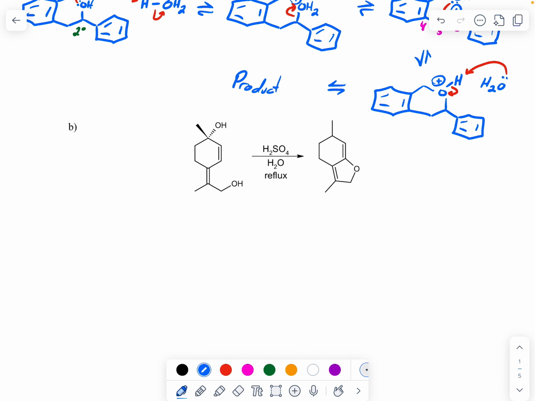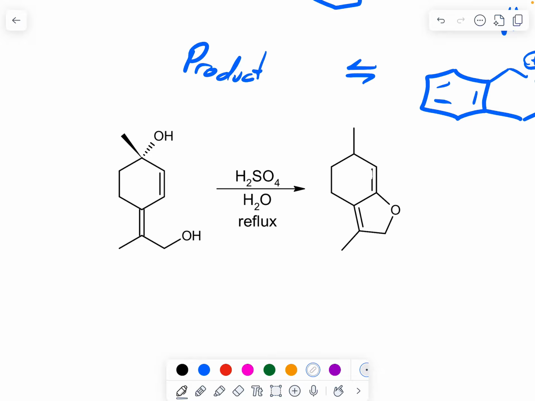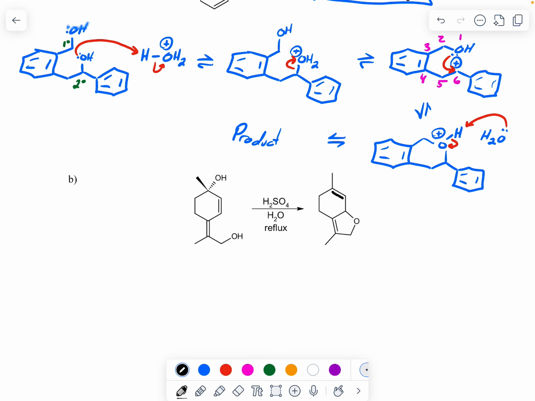All right, let's do this second one. So for this second reaction, I just recognized that this actually is the incorrect product, so let me quickly fix that for us. There we are. That's the alkene that we want to form.